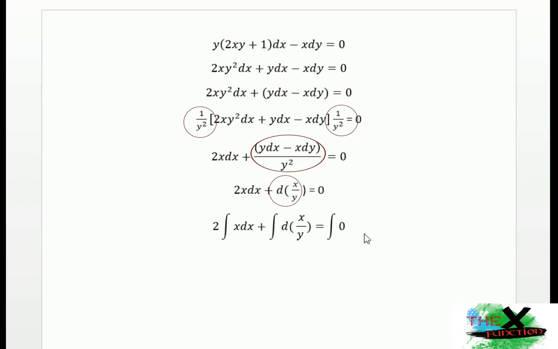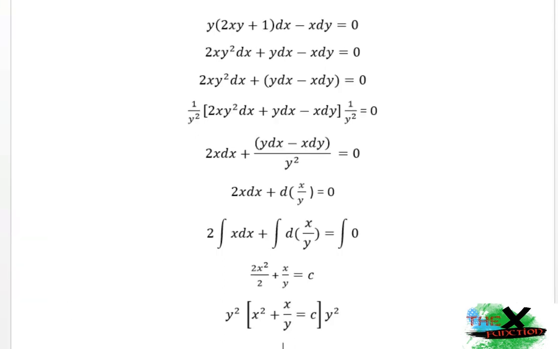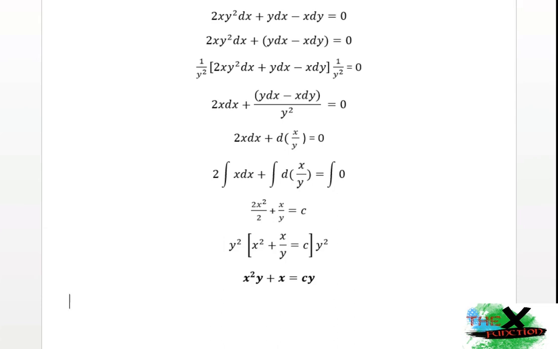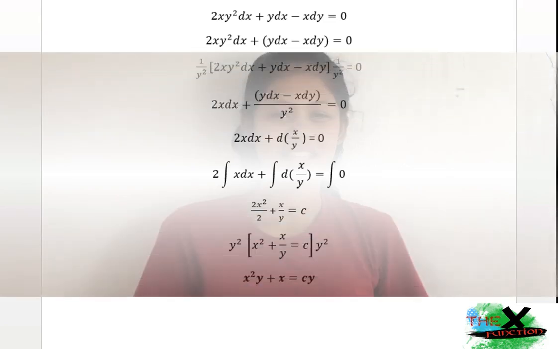Let's proceed to integration by using the power formula. 2 times x squared over 2 plus x over y equals c. x squared plus x over y equals c. Then multiply both sides by y to eliminate the fractions. The final answer is x squared y plus x equals cy.